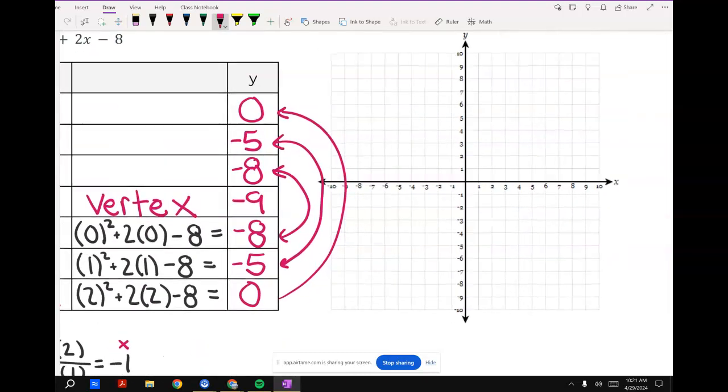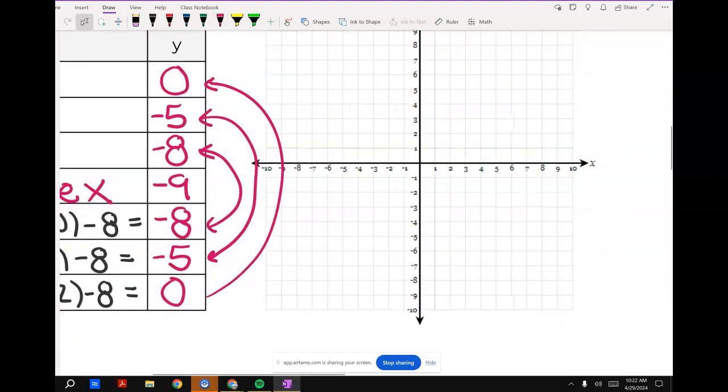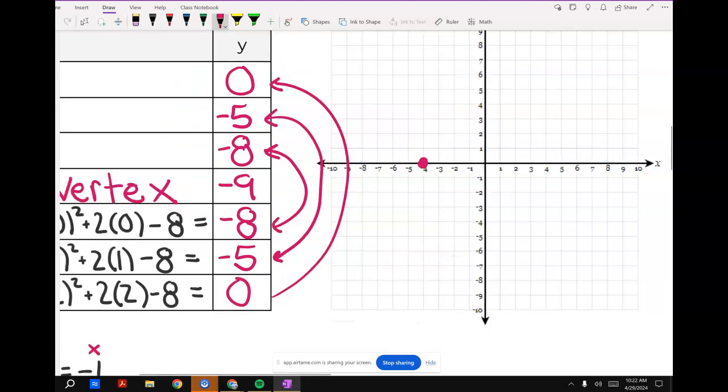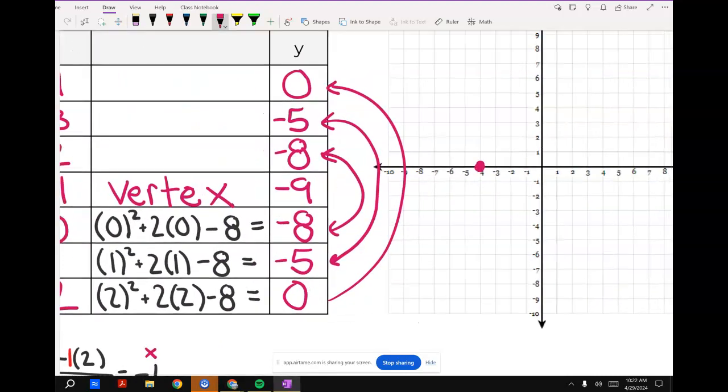The last piece to check now is to put this on a graph and make sure we get that distinct parabola U shape. So graphing this, our first point would be negative 4, 0. So to the left 4, I don't go up or down at all. Negative 3, negative 5. So I'm going to the left 3, down 5. Negative 2, negative 8. And my vertex point, negative 1, negative 9.